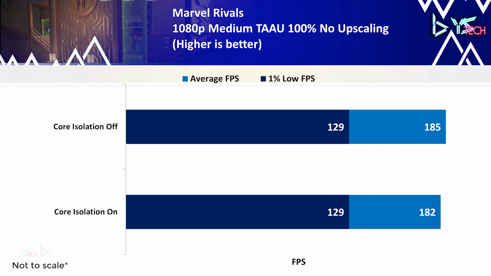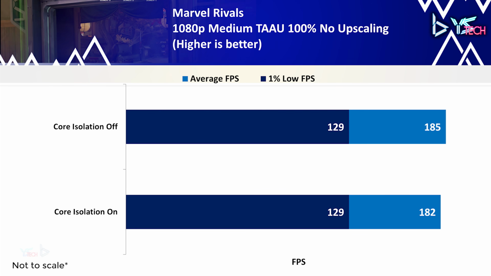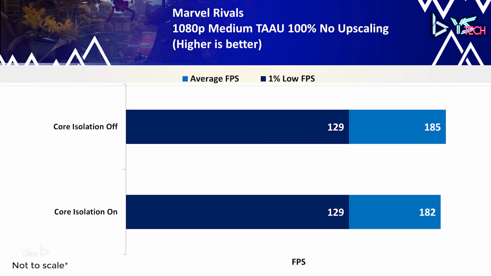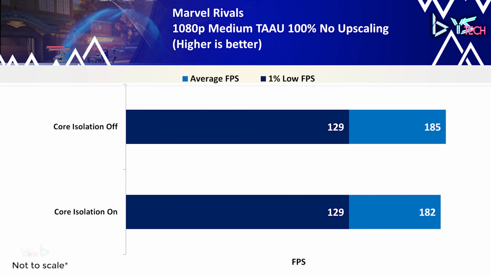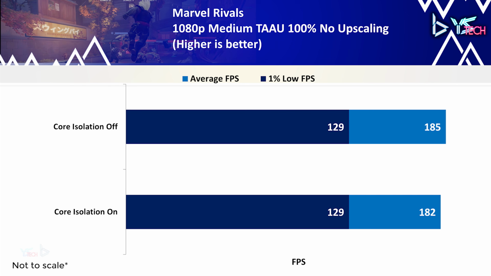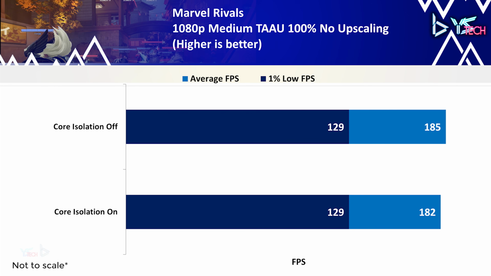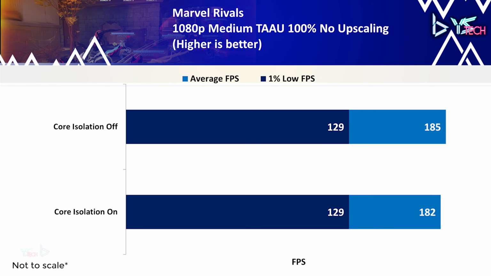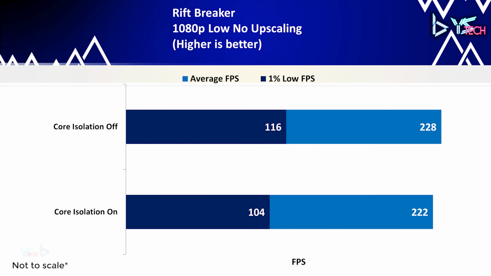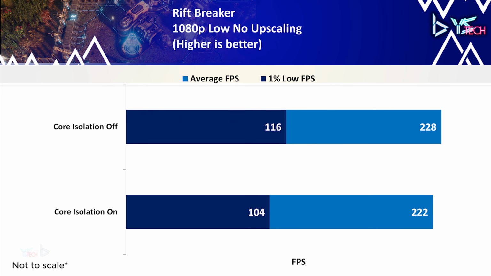Next up, we have Marvel Rivals. And it's quite interesting here that we don't have too much of a difference between when core isolation was on or when it was off. We can see there's just a difference of 3 FPS for average FPS, and there was no difference in terms of the 1% lows. Riftbreaker is up next, and we have a little bit of an interesting result here.